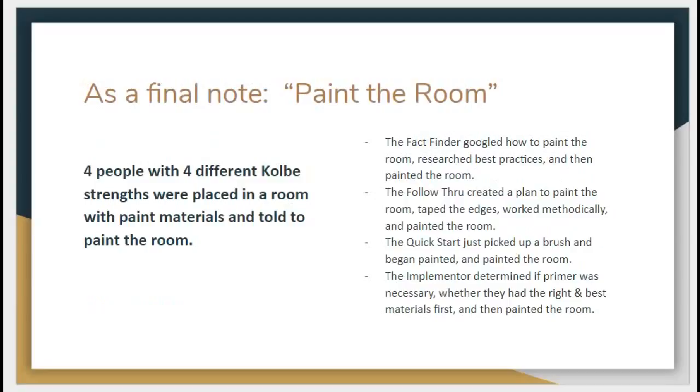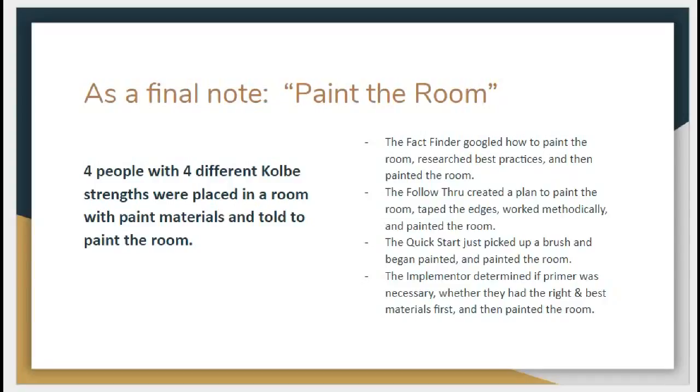Here's an example that I can put out to you that will help explain how the Kolbe works. So 4 people with 4 different Kolbe strengths were placed in a room with paint materials and told to paint the room. The fact finder Googled how to paint the room, researched best practices, and then painted the room. And the reason the fact finders do that is because they tend to defer to what has already been done in order to accomplish something. So they tend to research when they need to accomplish a task, and then they can execute. So they researched and they painted the room.